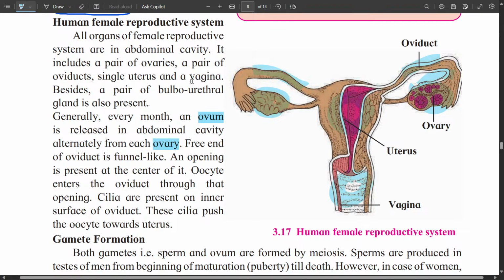The free end of the oviduct is funnel-like. An opening is present at the center. The oocyte, that means the egg cell, enters the oviduct through that opening. Cilia are present on the inner surface of the oviduct. These cilia push the oocyte towards the uterus. So this way, in one of the oviducts, the egg cell is released and it is pushed forward.